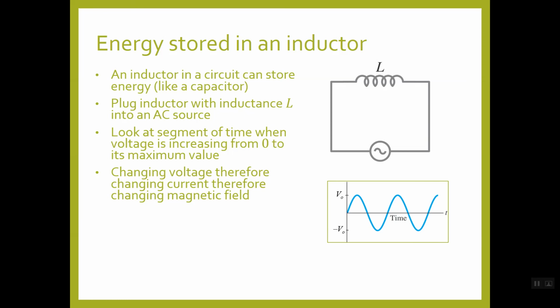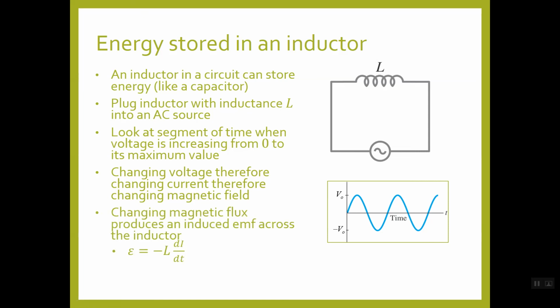And we know that if you have a changing voltage, you're going to get a changing current, right? You're starting from a 0 current to some non-zero current value. So we have a changing current. Therefore, we also have a changing magnetic field. Therefore, we have a changing magnetic flux through the coil, and this produces an EMF across the inductor.